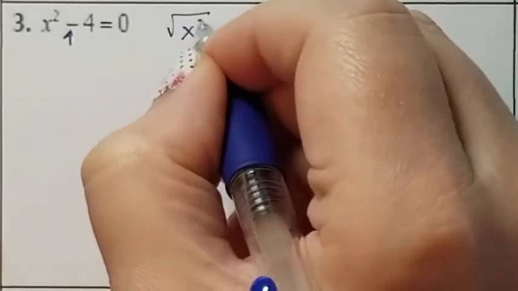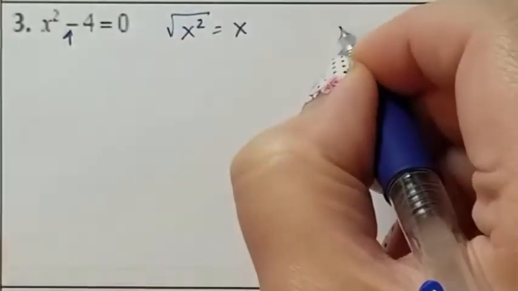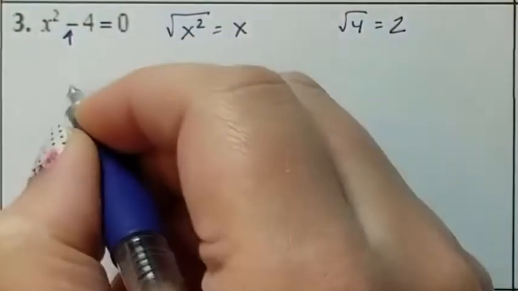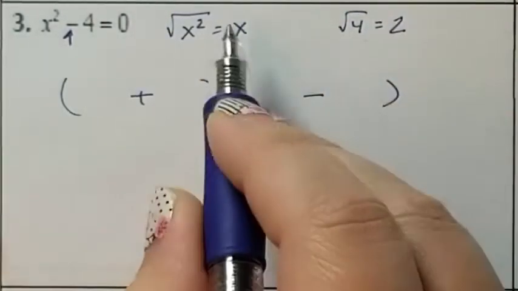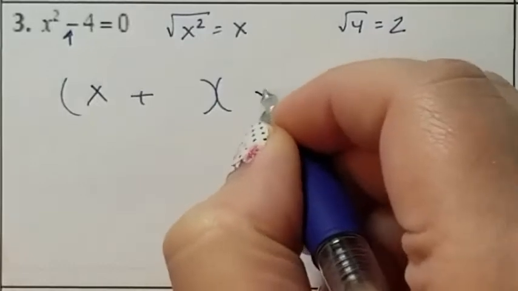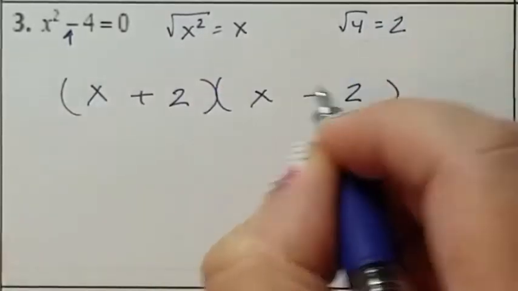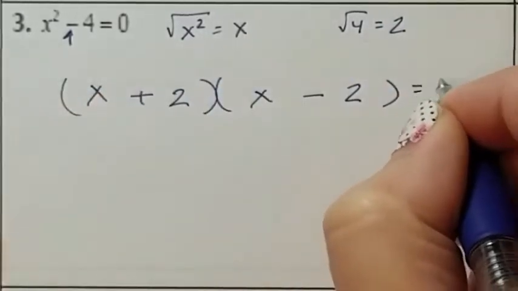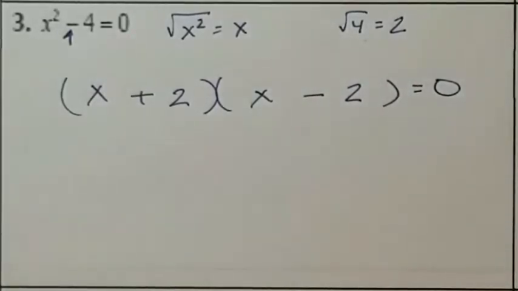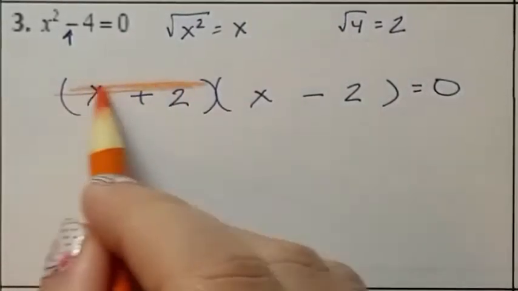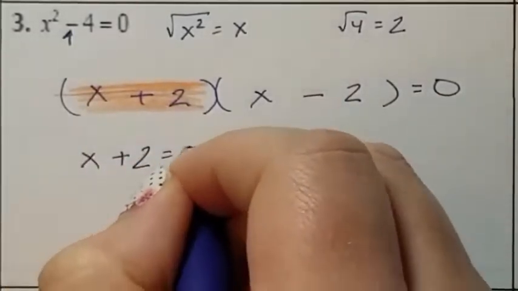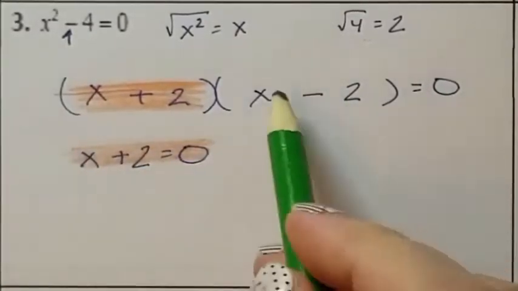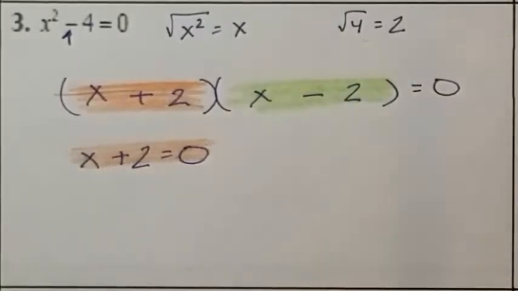The square root of x squared is x. The square root of 4 is 2. So this is a difference of squares. So x was in the front, 2's were in the back, and this entire product equaled 0. So I still have two factors. Either this is the factor that made the problem equal to 0, or this factor is the reason the problem equals 0.